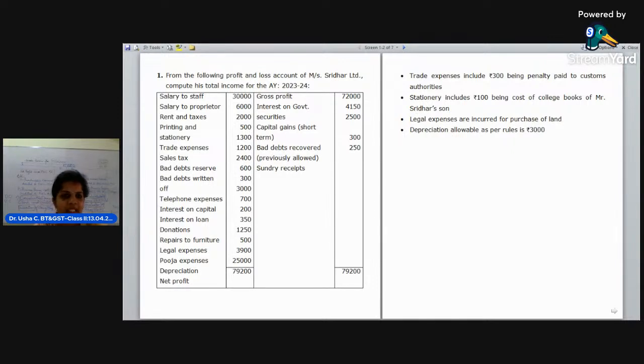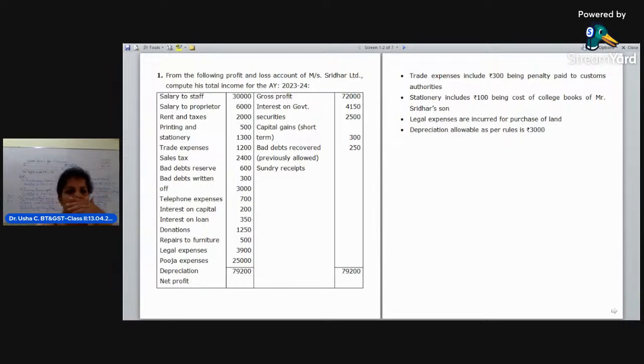Then they have given salary to staff of, is it not visible? Is this problem not visible? Kindly reply fast. Yes, it is visible, right?